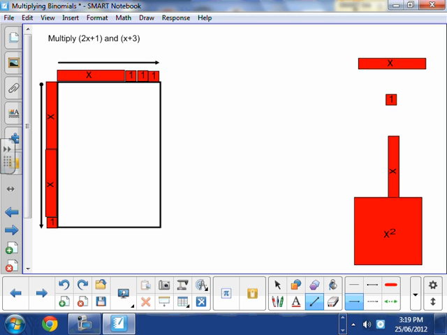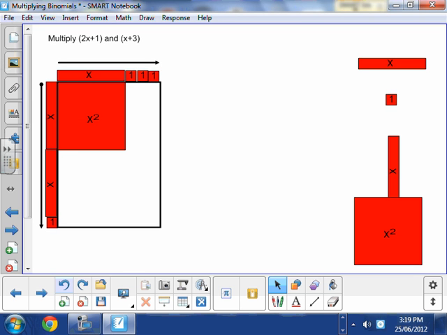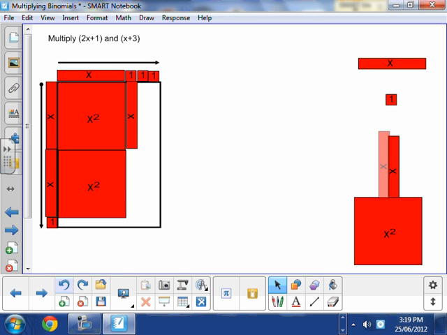So let's fill it with tiles and find the area. It is made up of an x squared here, another x squared right here, right? Yeah. And now I need some x's here. Let's see how many I need. 1, 2 right here, and the third one is right there. You need more. I need more. 1 over here, correct? Yeah.